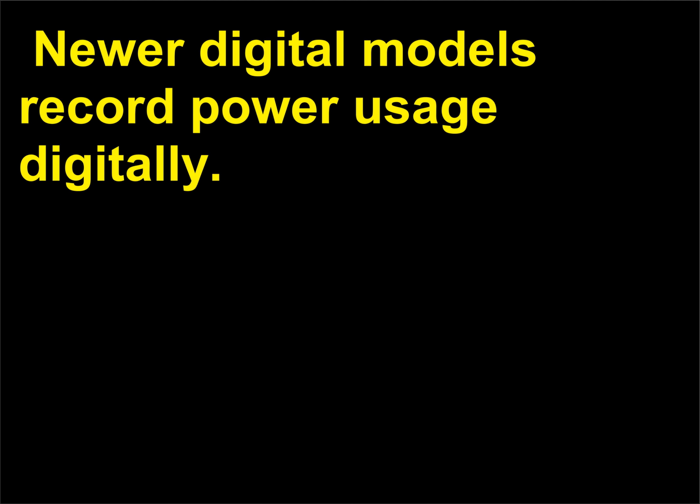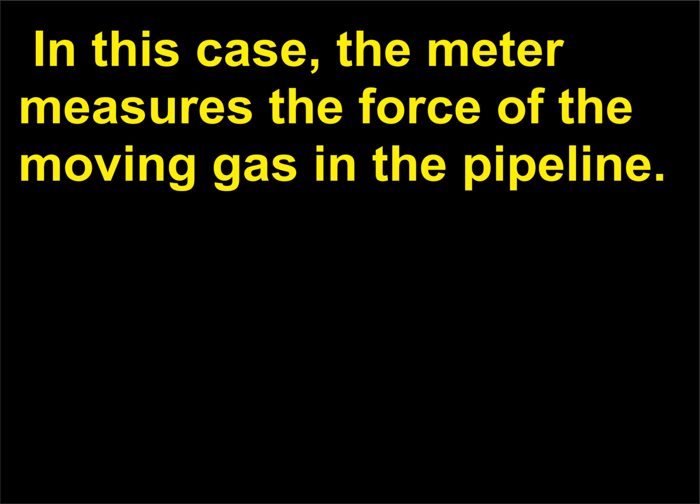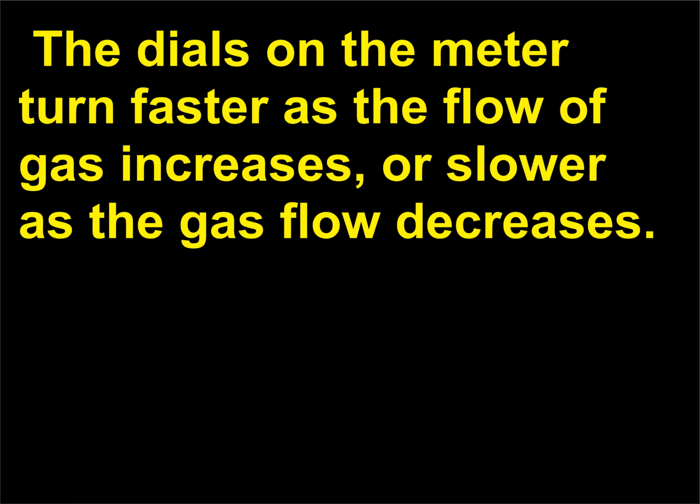Newer digital models record power usage digitally. A gas meter measures the amount of gas used by a home or business. In this case, the meter measures the force of the moving gas in the pipeline. The dials on the meter turn faster as the flow of gas increases, or slower as the gas flow decreases.